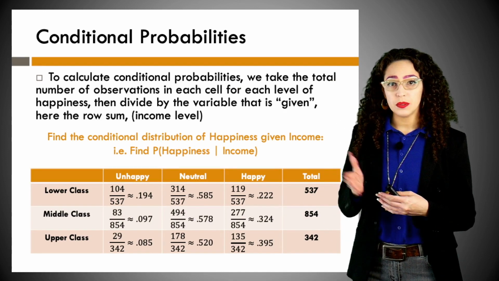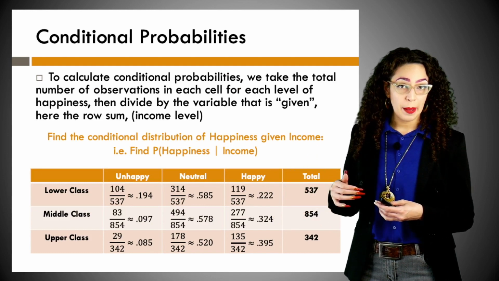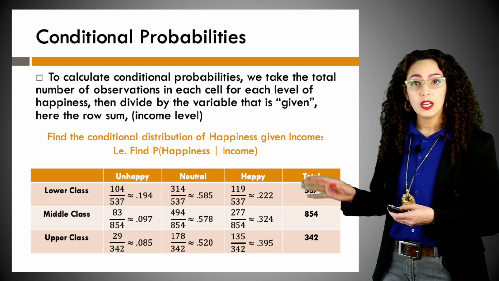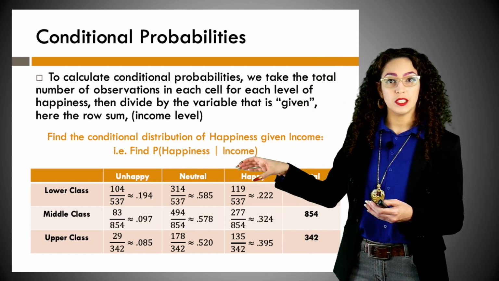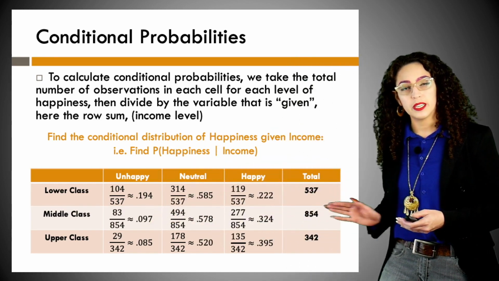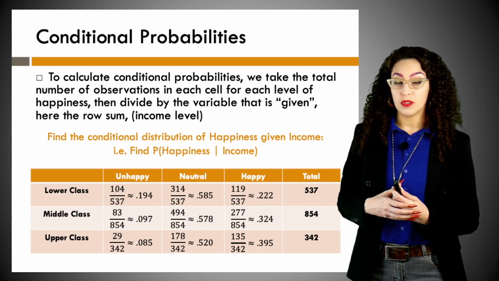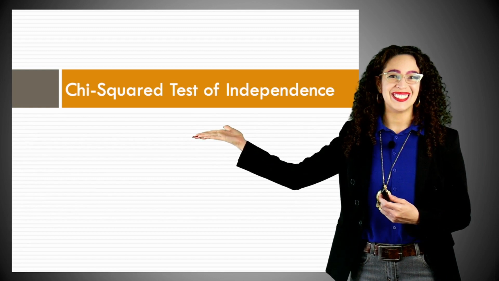We could also do exactly this, the distribution of income given happiness. So instead of using the row sums for the social class that you're in, we can instead use the level of happiness as the divisor. You would then just use the totals going downward on the columns rather than what we're doing here, which is row-wise. Now that we have our probabilities down again, let us move on to chi-squared test of independence.